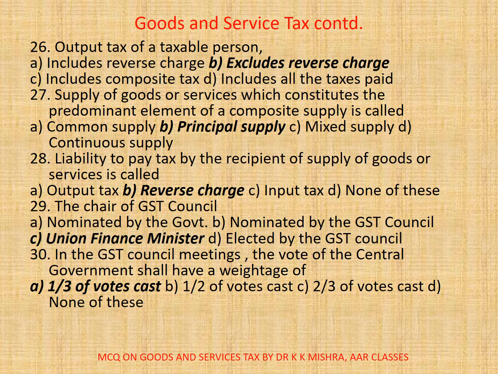28. Liability to pay tax by the recipient of supply of goods or services is called A. Output tax, B. Reverse charge, C. Input tax, D. None of these. Correct option is B. Reverse charge.